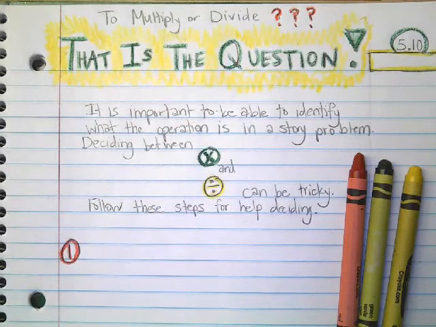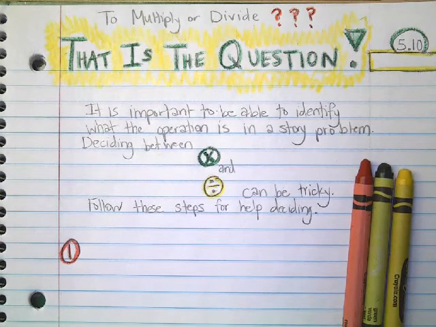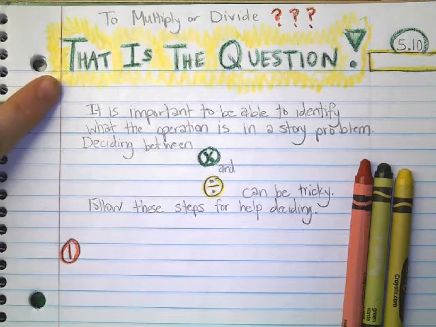Today for math, you will need a red, a green, and a yellow. And you'll need to set up your math journal to look like this. There's a lot of writing going on, so it might take you a couple minutes. But the lesson title is to multiply or divide. That is the question. You can see that I used yellow to highlight all around the words.